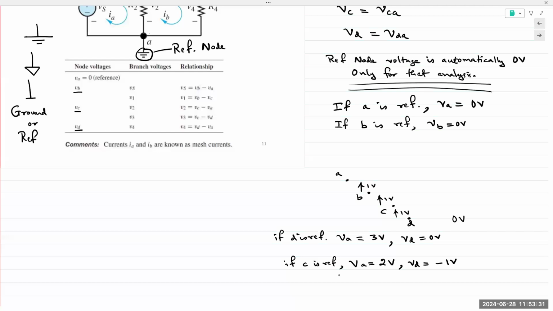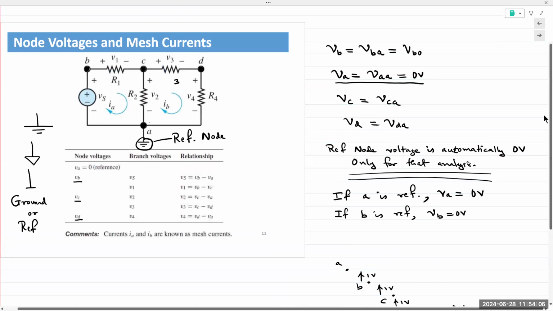I always say it'll make more sense when we actually do an example. It's hard to just explain in words. Once we go through the process of finding the voltages in a circuit, it'll make more sense. But the principle remains the same. Whether it's VC or VD as your reference, the difference in potential remains exactly the same. All right, any other questions? Okay, so that's about node voltages.